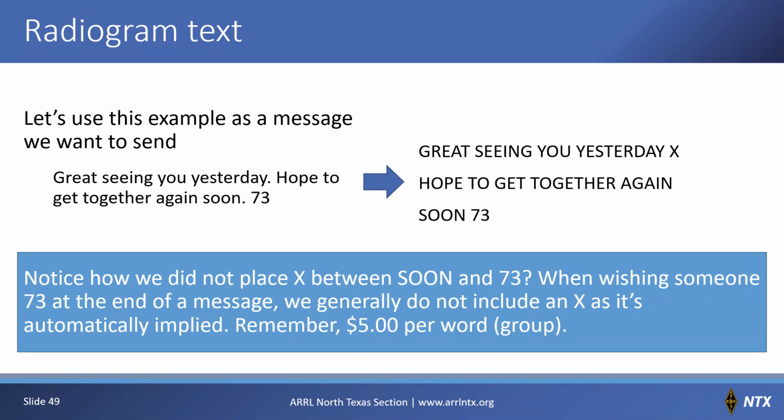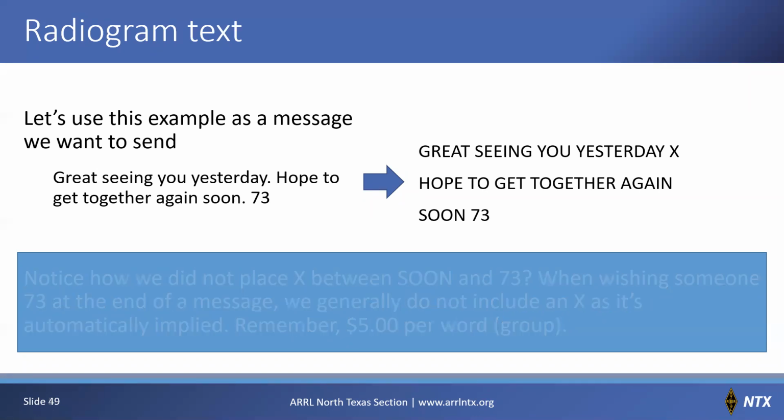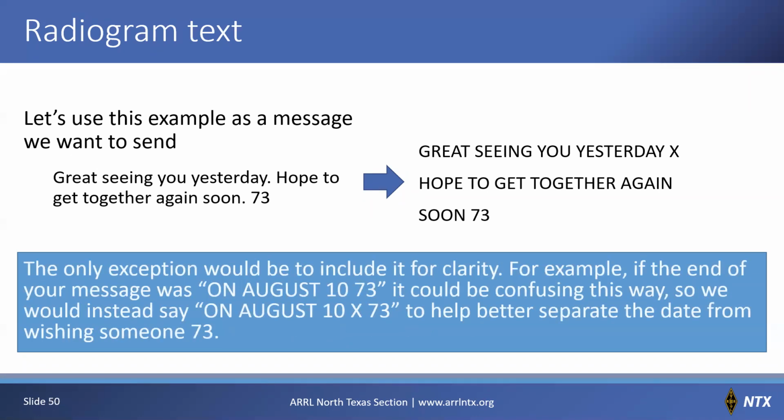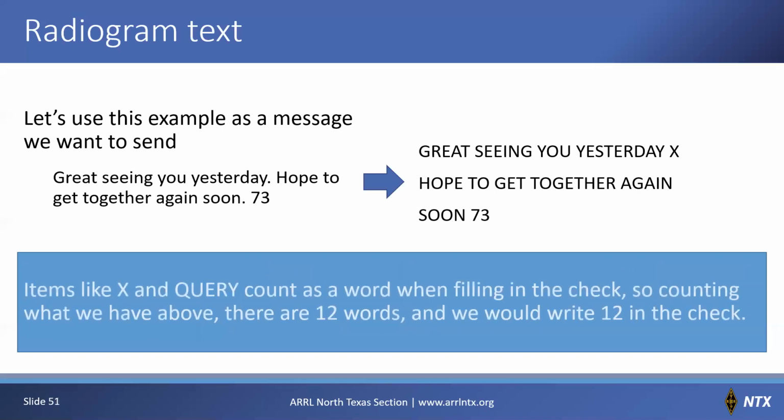Now, if it's something like a date, and I think I have that. Yeah, I have that next. If the message ends with a date like August 10th, 73, that could get a little confusing. And so that's probably a time where it's worthwhile to spend the $5 and put that initial X-ray in there. Again, we want to be clear and concise. So if it's a good investment, definitely spend the $5 there, type of thing. Hopefully that makes it a little clearer.